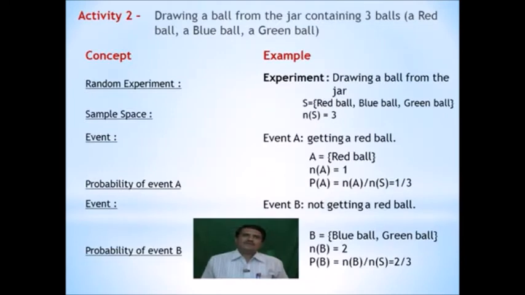If we take event A as getting a red ball, then A consists of the red ball and N of A is equal to 1. So P of A is equal to N of A upon N of S, which is equal to 1 by 3. If we take event B as not getting a red ball, then B is equal to, in curly brackets, blue ball, green ball. N of B is equal to 2. So probability of B is N of B upon N of S, that is 2 by 3. In this way we can find the probability of any event of any random experiment.